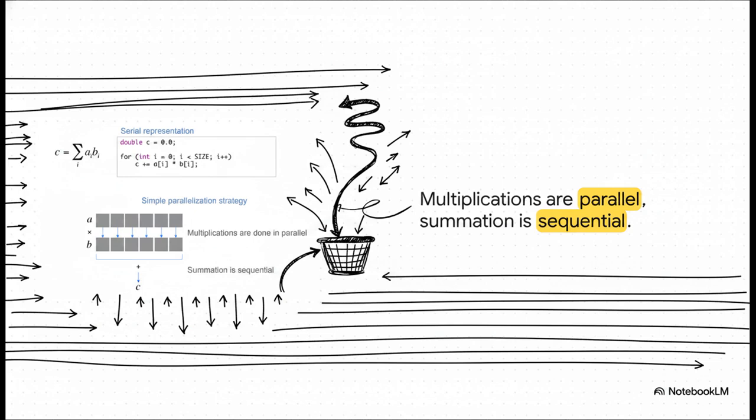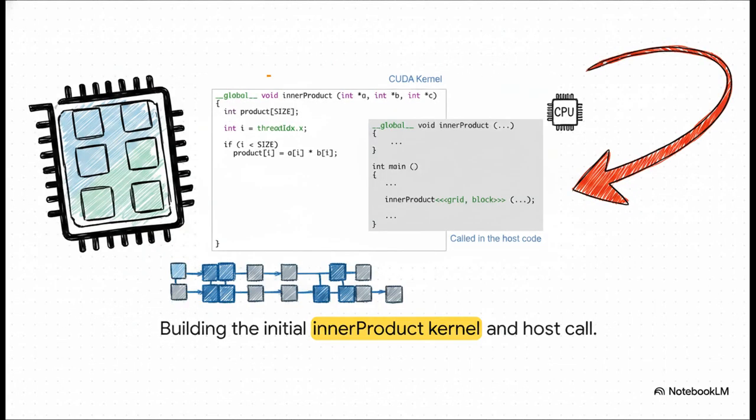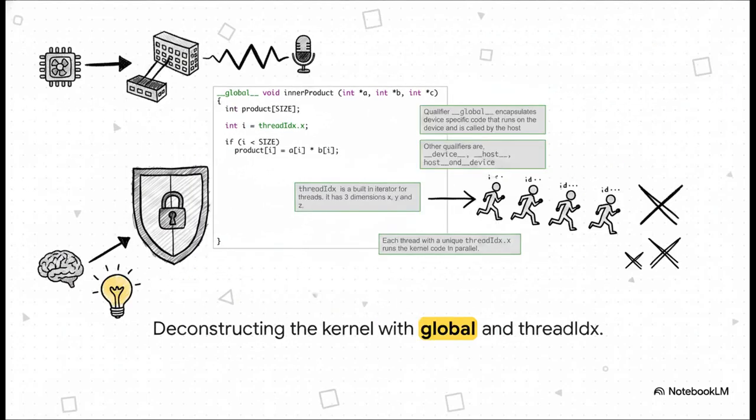If we step into the code, we first define our inner product kernel, taking our arrays A, B, and C. Then, over in our host code's main function, we launch this kernel across our predefined grid and block dimensions, using that classic triple chevron syntax we talked about earlier. Deconstructing the kernel itself, notice the __global__ qualifier. This explicitly tells the compiler that this code runs on the device, but is called from the host.